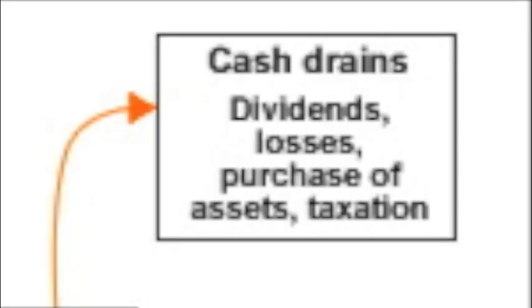The other aspect of the cycle is cash drains. These, on the contrary, obviously take money away from the firm. Cash drains include dividends, losses, and purchases of assets.